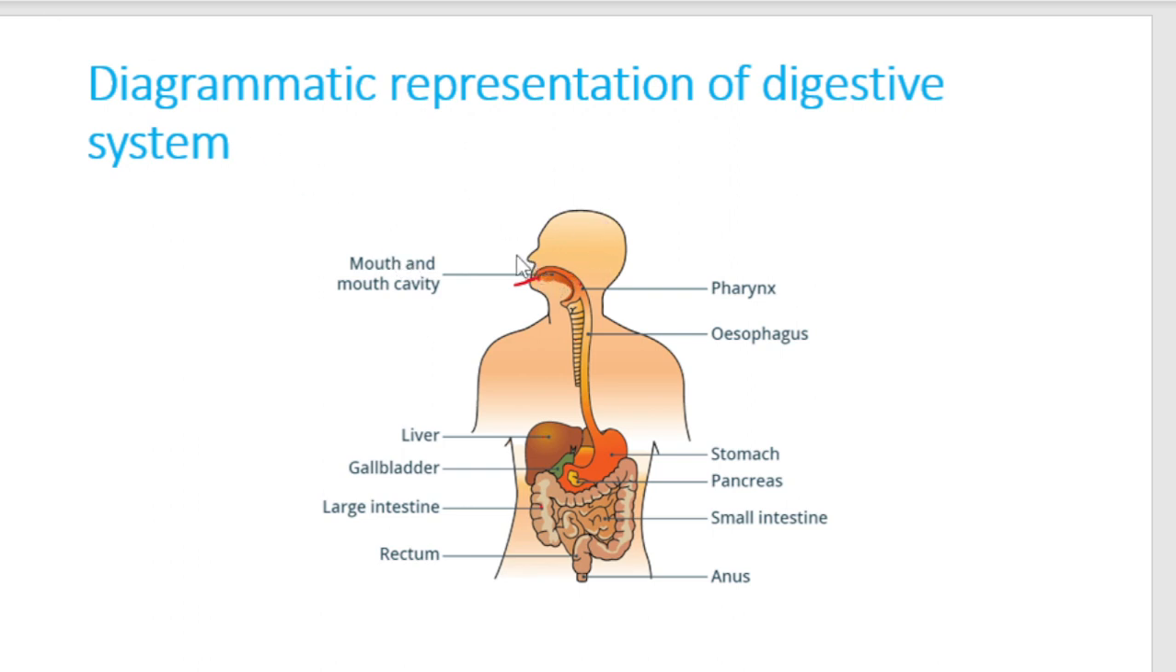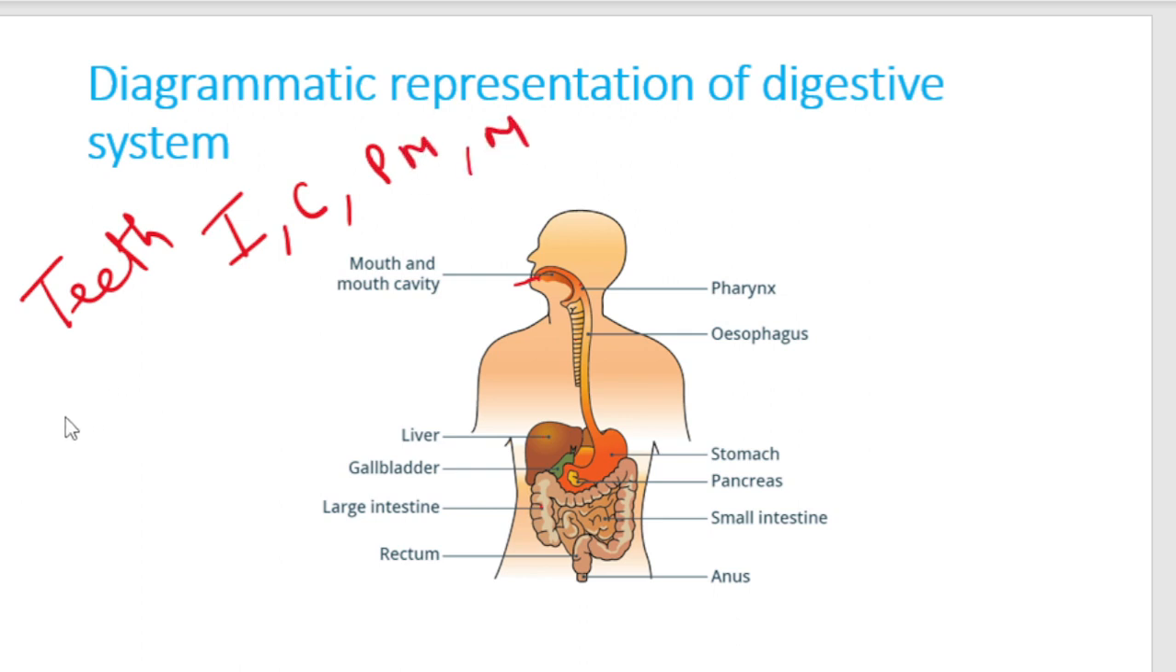Inside the mouth, we have teeth. Now let's understand the teeth structure. Four types of teeth are found inside our mouth. The first is the incisor, the second is the canine, the third is the premolar, and the fourth is the molar. Their dental formula is 2123. This is the tooth formula.